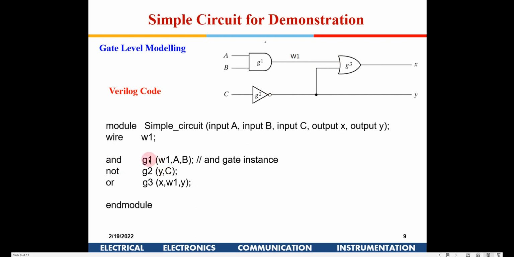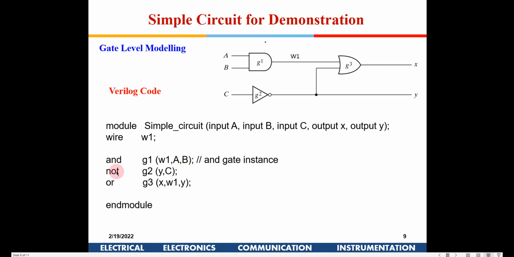So I need to name each gate. There will be many gates like gate 1, gate 2, gate 3, gate 4. So I have to give the name of the gate. I am giving this name as G1. Then the syntax goes like this. This is the output and these are the inputs. The output is W1 and the inputs are A, B. Once I write this command, this much will be implemented: one gate and then A, B.